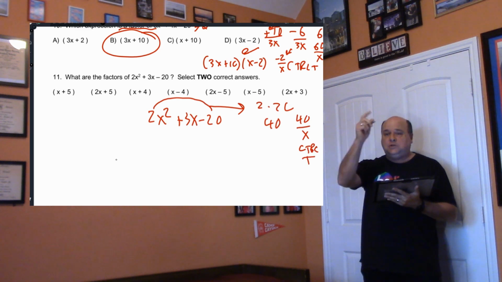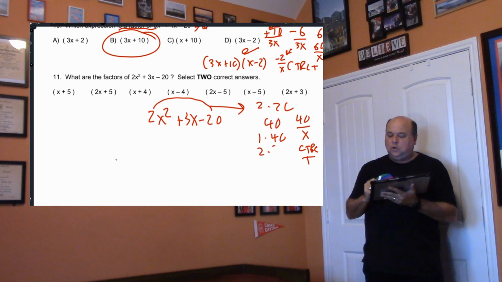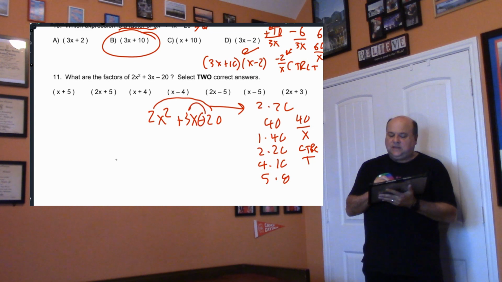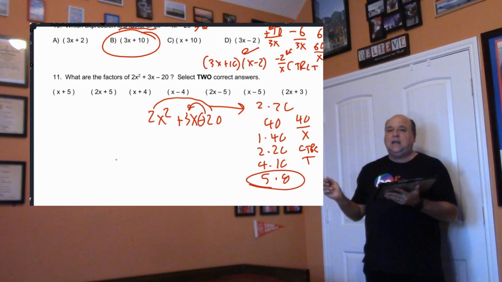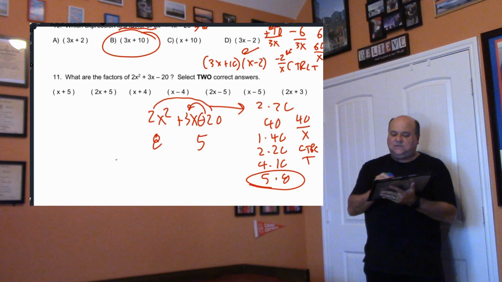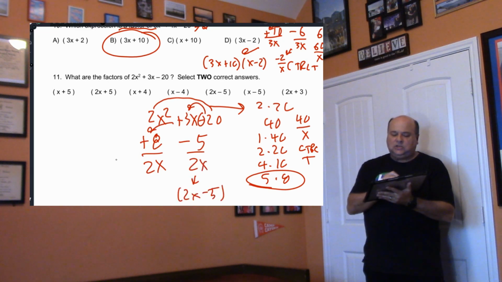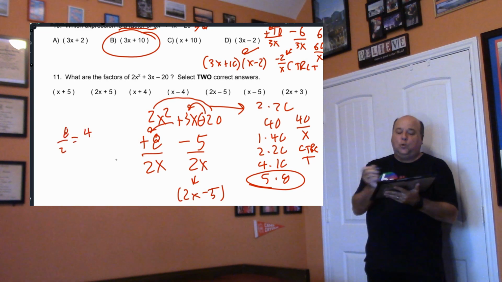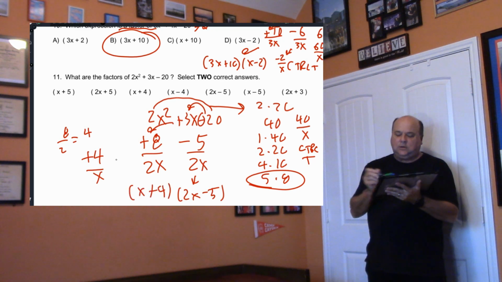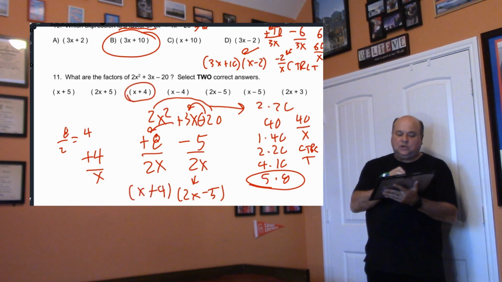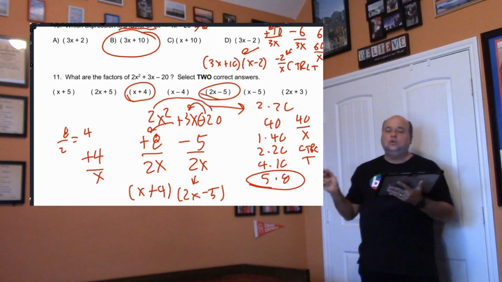My battery's running out. I'm just going to give you the factors. 1 and 40, 2 and 20, 4 and 10, and 5 and 8. Which one subtracts and gives us 3? It's the 5 and the 8. So we'll put the 8 first, the 5 second. The plus goes here. We want to subtract, minus. The 2x goes on the bottom. This is a factor, 2x minus 5. But this over here, if I type in 8 divided by 2, I'll get 4. So this is going to be plus 4 over x. So x plus 4 is your other factor. So x plus 4, and then the 2x minus 5. Those are the two factors, okay?